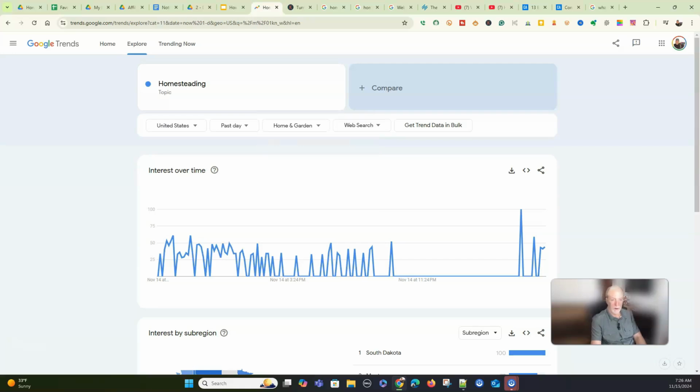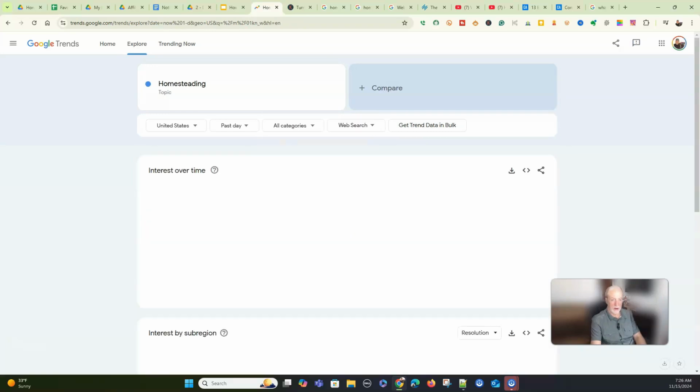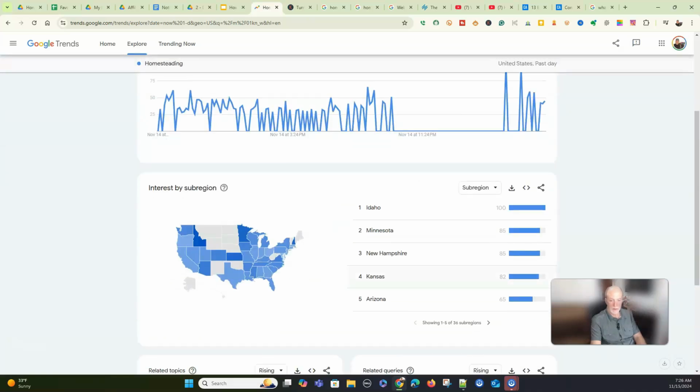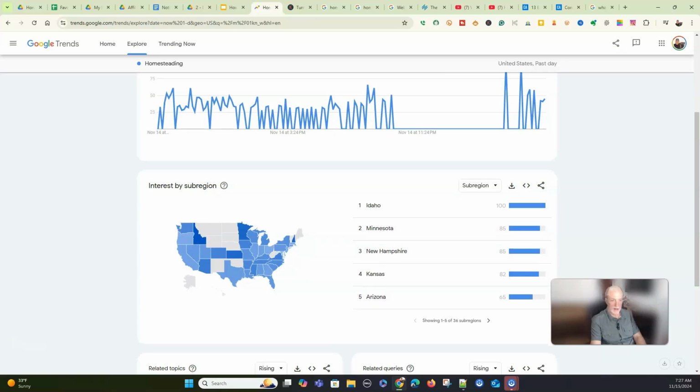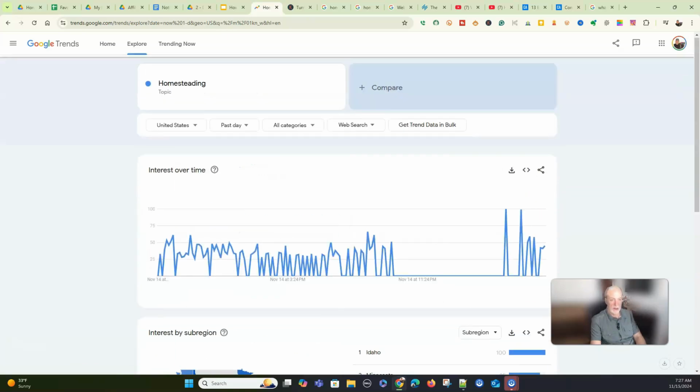Home and garden, so that's two niche down, so that tells you a little bit right there. And then we got web research, and so that kind of tells us a little bit about where that's at. So Idaho is the state for homesteading, and then we got Minnesota, and it gives you a percentage of the people searching for that as a topic. And then we have some breakout topics.